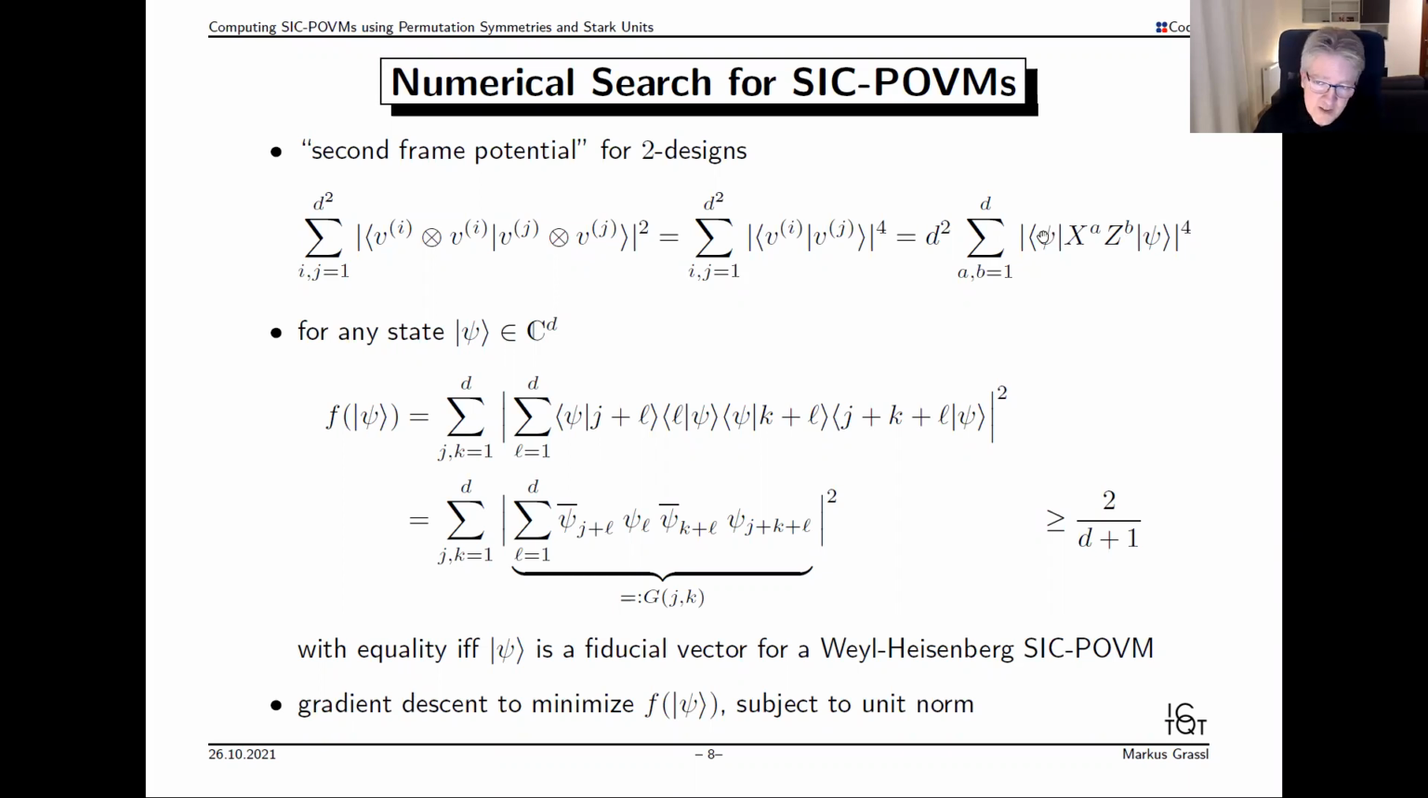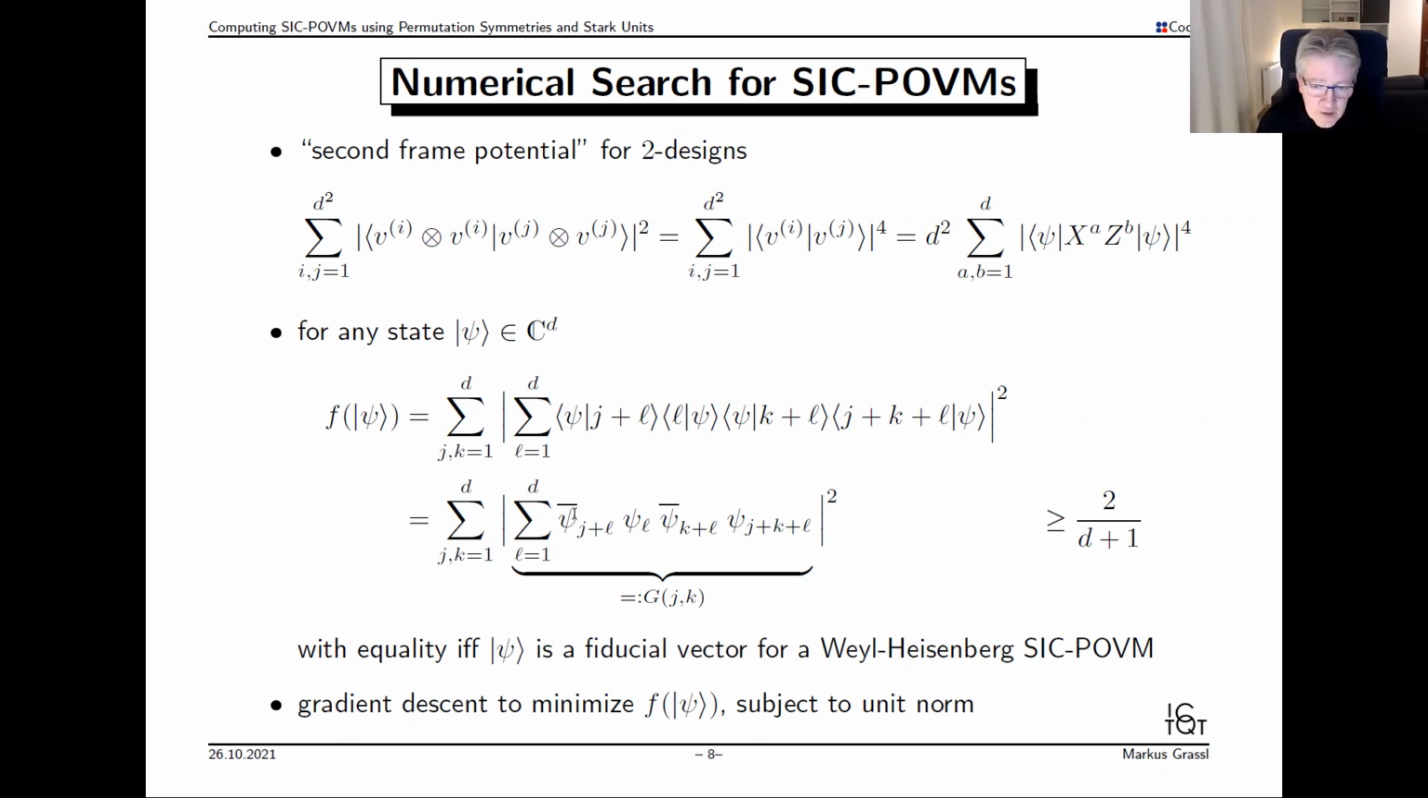Then we can just express that as a function in terms of our fiducial vector. It turns out that we can actually remove the phase or modulation operator and the shift operator and get an alternative expression where all these matrices are gone. The expression is written down here. We get a sum over monomials of degree 4, then we take the modulus squared and sum over all indices j and k. And it turns out those expressions are the very same.